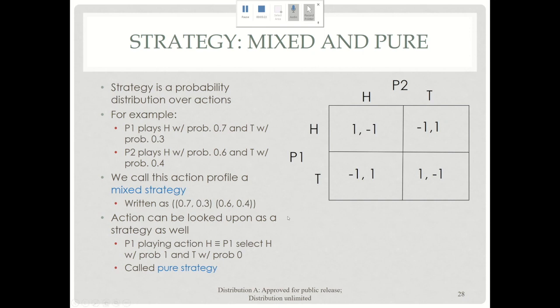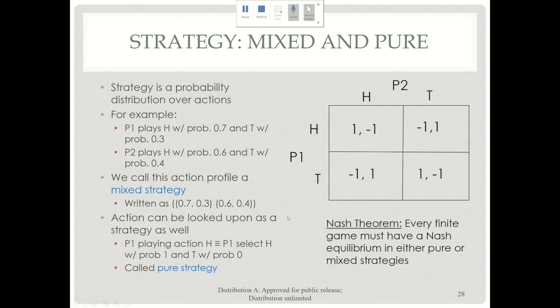So now let's revisit the Nash theorem and look at its proper statement. The Nash theorem basically says that every finite game must have a Nash equilibrium, either in pure or mixed strategies. We saw that matching pennies does not have a Nash equilibrium in pure strategies, but it does have a Nash equilibrium in mixed strategies.